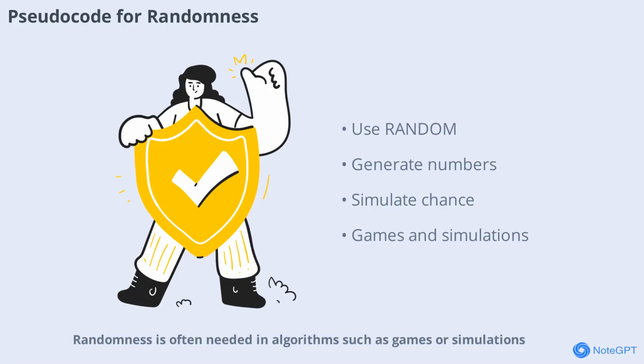Randomness is often needed in algorithms such as games or simulations. In pseudocode, you can use random to generate random numbers or choices. This makes it easy to plan algorithms that require unpredictability, like shuffling a deck or simulating dice rolls.